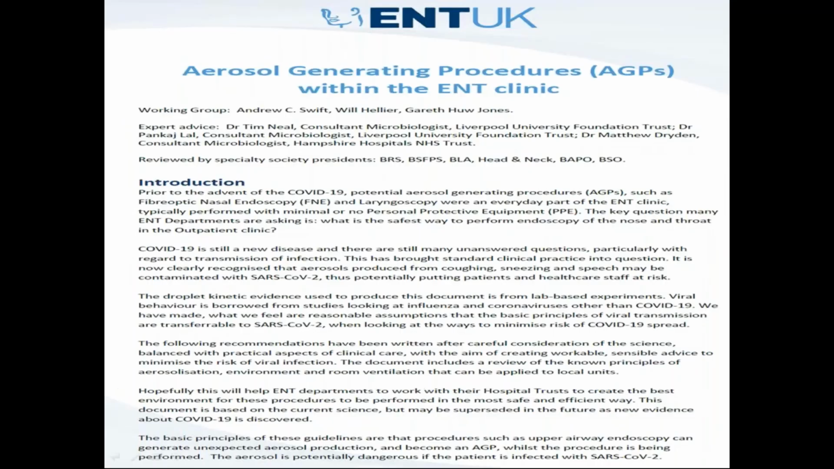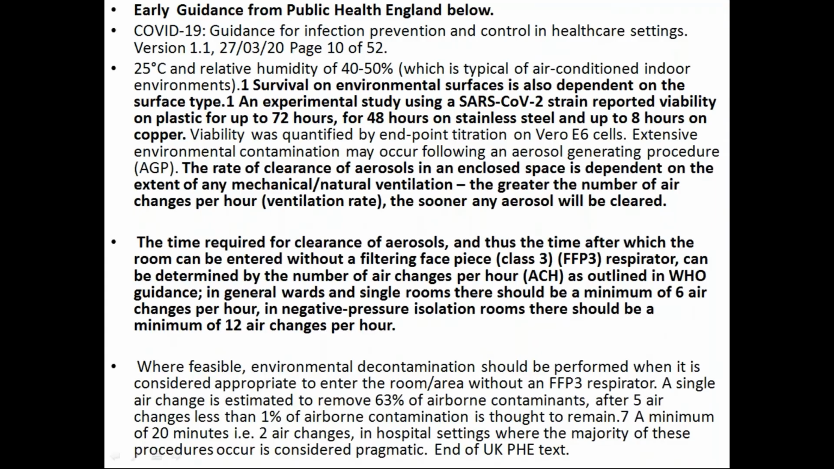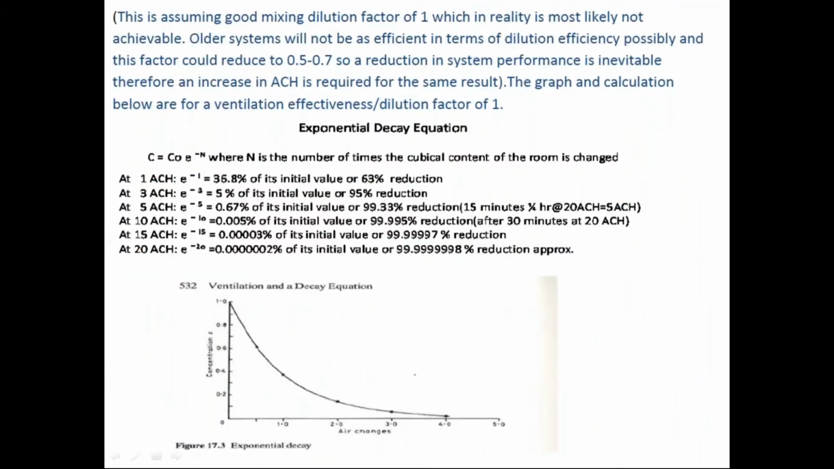The UK&T document also refers to this CDC table, as do UK public health and the 63% figure for one air change. And there are the calculations of where they worked it out. But it must be remembered that this is based on a ventilation effectiveness dilution factor of 1, which we'd have in most hospitals because we comply with the HTM. But for other applications, you need to take this into account.